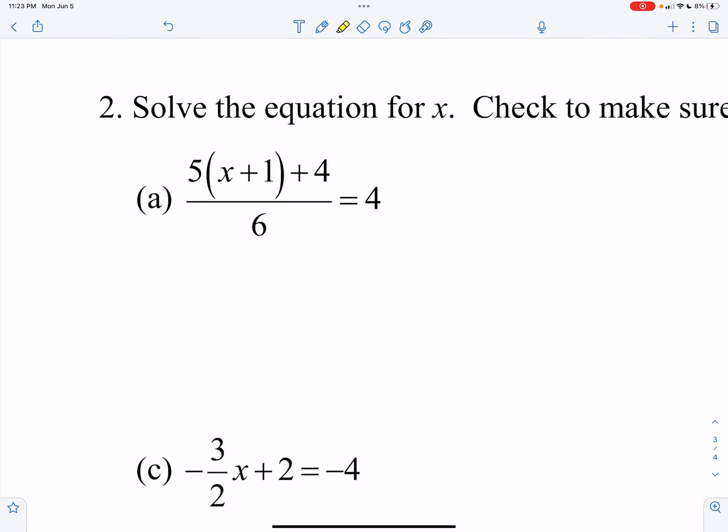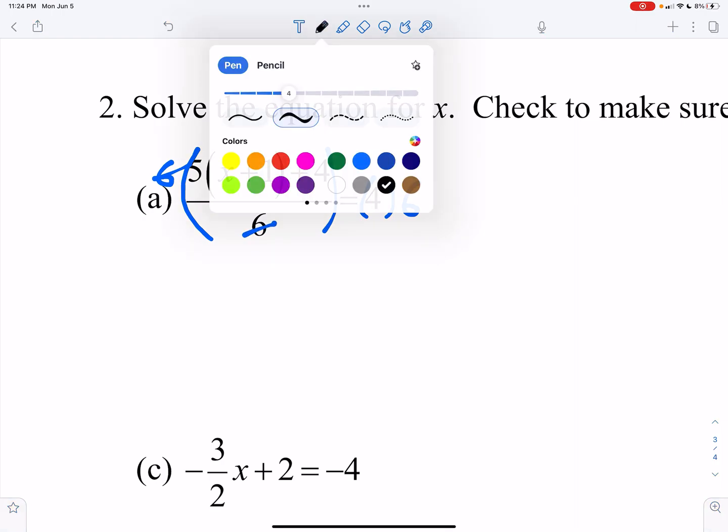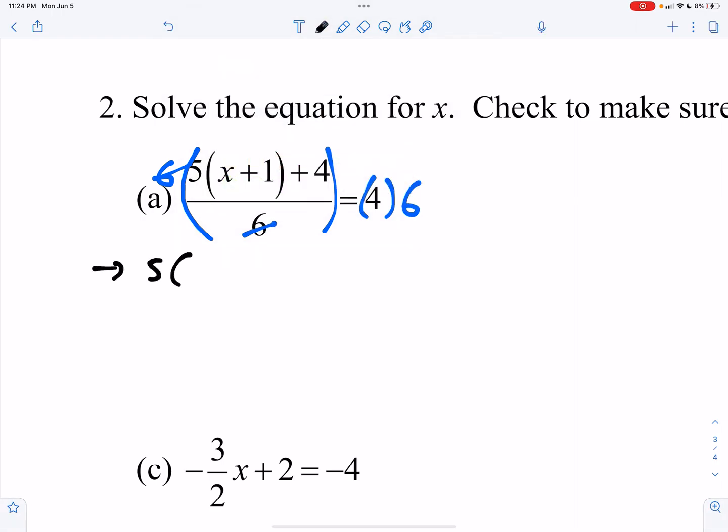Well, my first step, if you look at here, I'm adding 1 to x, then I'm multiplying that result by 5, then I'm adding 4 to that result, then I'm dividing by 6. So if I focus on those 4 things I did, dividing by 6 is the last thing that's going on with x. Therefore, that's the first thing I'm going to do to solve it. So I'm going to multiply, because the opposite of dividing by 6 would be to multiply both sides by 6. Cancels, cancels. And I get 5 times x plus 1 plus 4 equals, and on this side, 4 times 6 is 24.